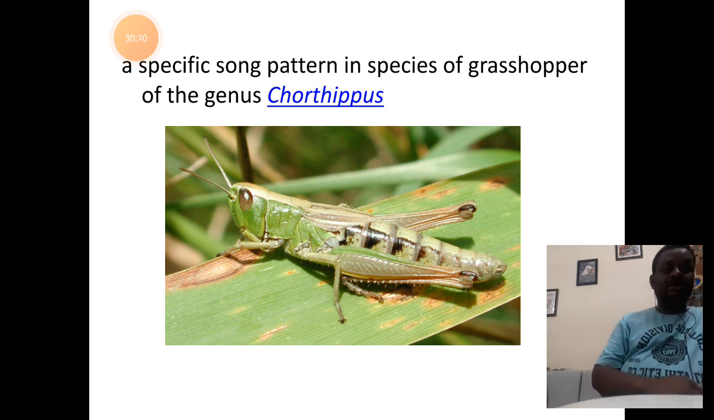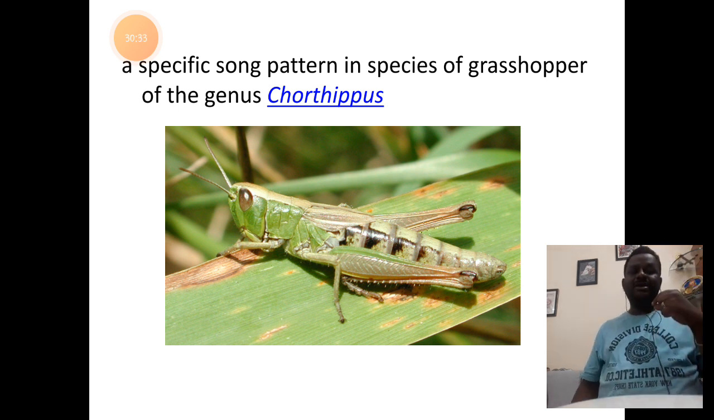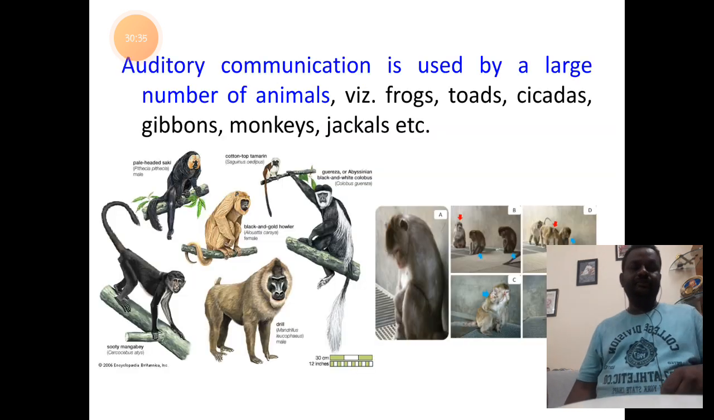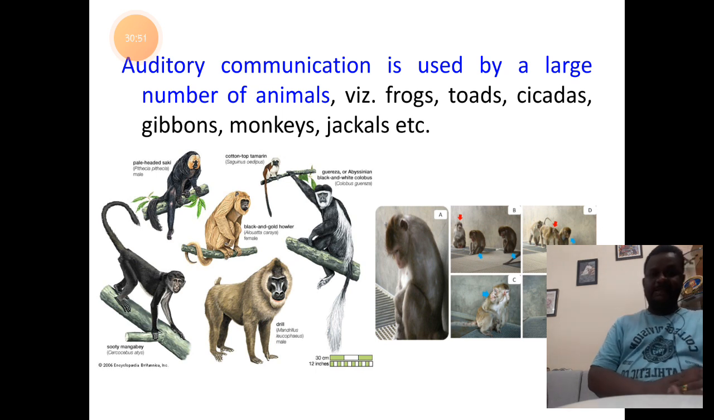Similarly, a song pattern is specific to a grasshopper species, Chorthippus. So they produce a particular type of sound signal. We also find a variety of auditory mating communication used by frogs and toads, the croaking sound exactly, and a similar effect is seen even in monkeys and jackals, etc.